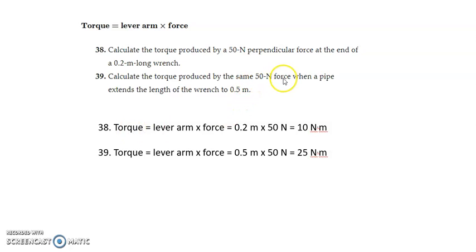We repeat it for problem 39. This time the length has been extended, so our lever arm is 0.5 meters. That multiplied by 50 newtons gives us 25 newton-meters of torque. Notice that because you extended your lever arm, you have more leverage, you increased your torque.